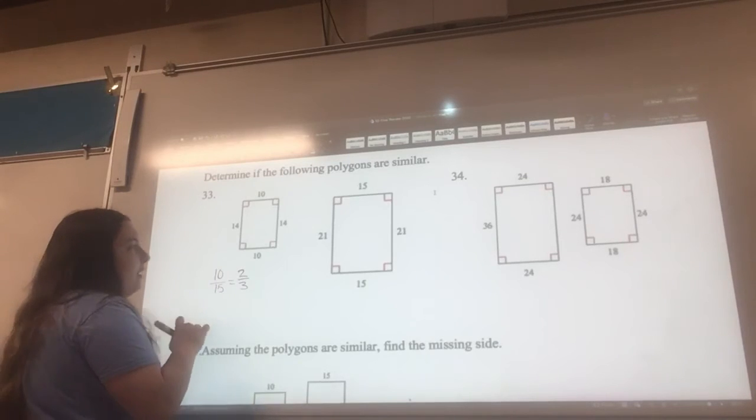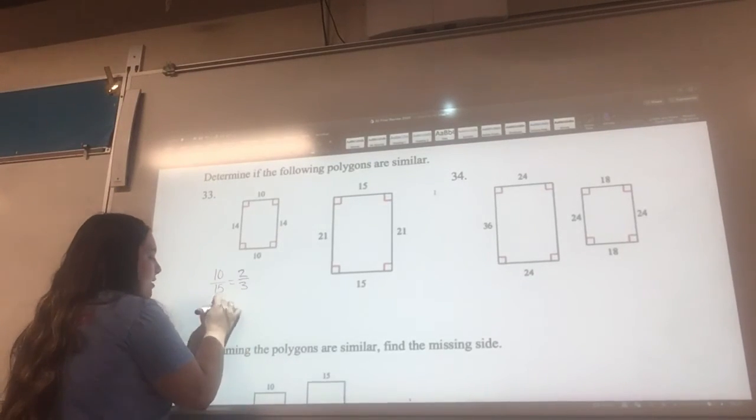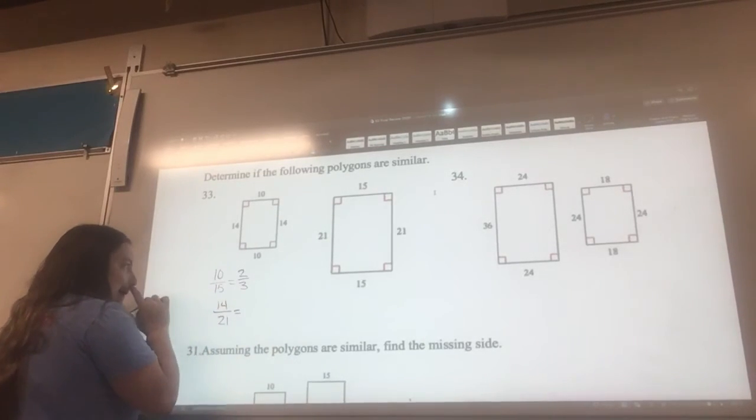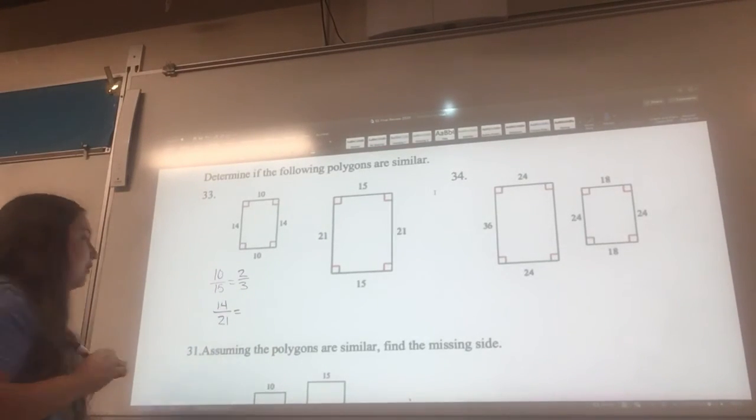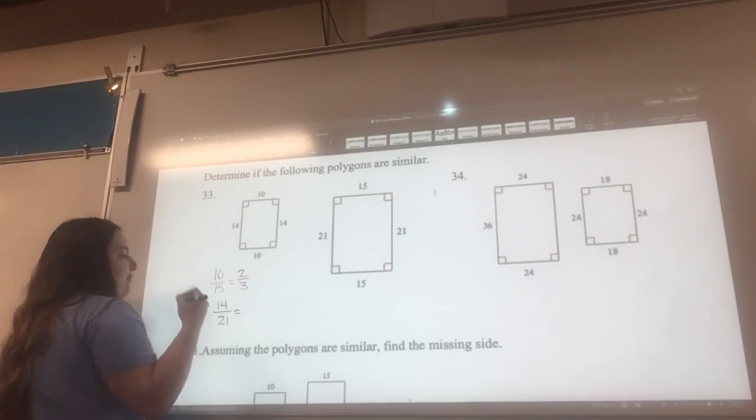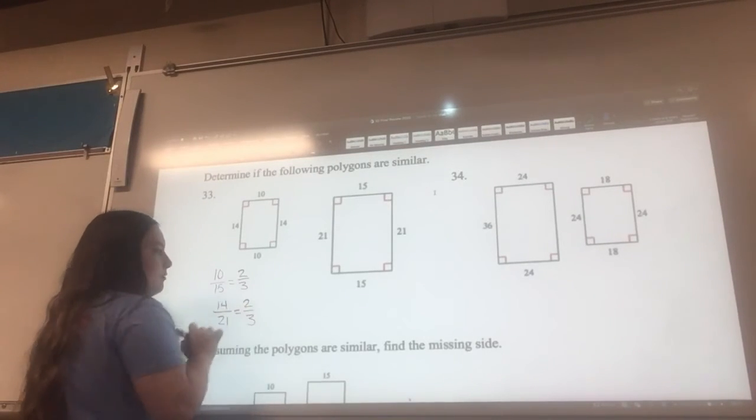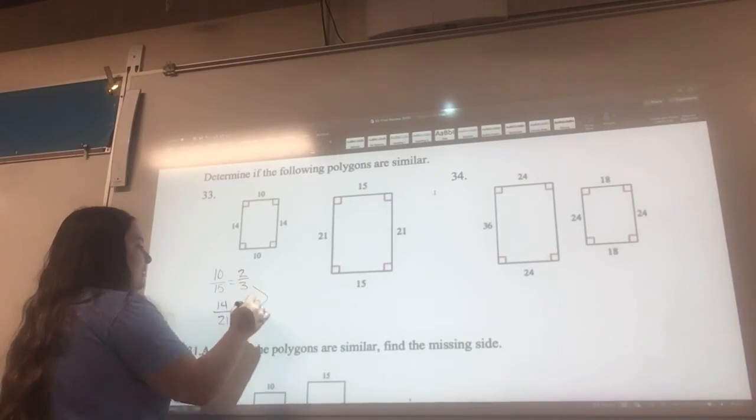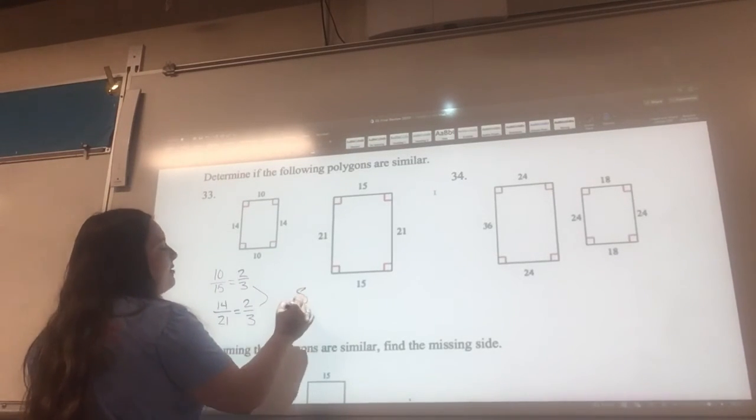Okay, cool. I now take the next biggest number, 14, and the next biggest number, 21. Can I simplify it? Well, they both have a 7. So I'm going to take a 7 out of both, and I'm going to get 2/3. Do I have any other numbers that didn't touch? No. Are these the same? Yes. So they are similar.